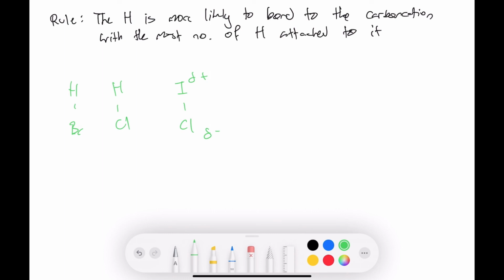So don't be afraid if you see a reactant that doesn't have a hydrogen in it. Just look at the data booklet.